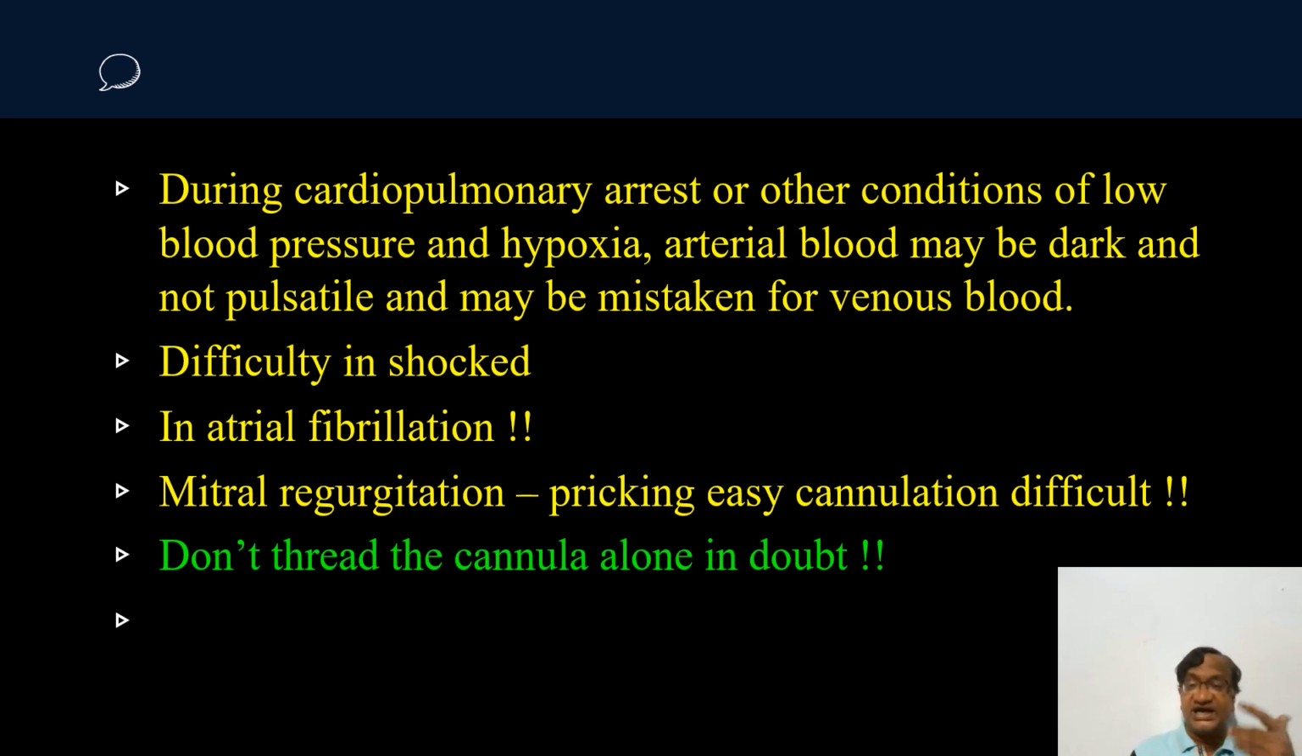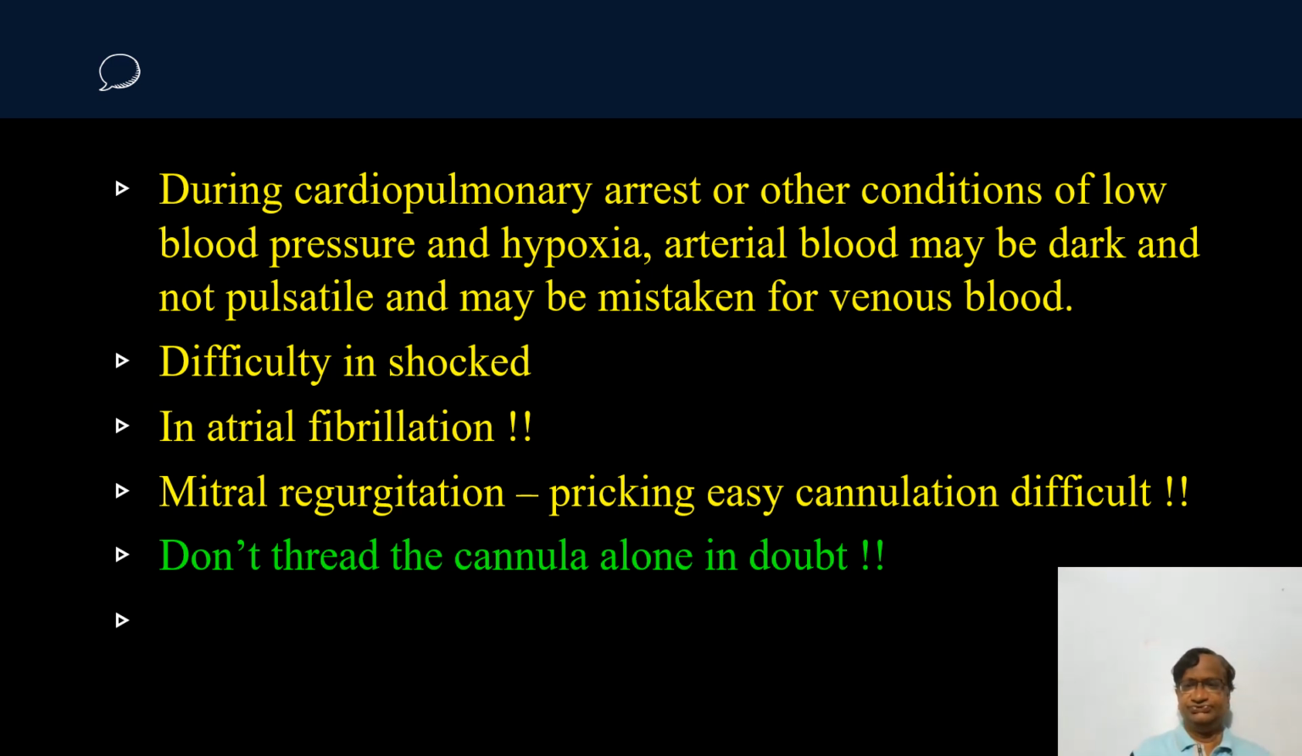During cardiopulmonary arrest and other conditions of low BP, that is where we want an arterial cannula. Okay? The arterial blood may be dark. It is not pulsatile. There is difficulty in shock. It is very difficult in atrial fibrillation because it is irregular. One pulse is coming good, another pulse is not coming good.